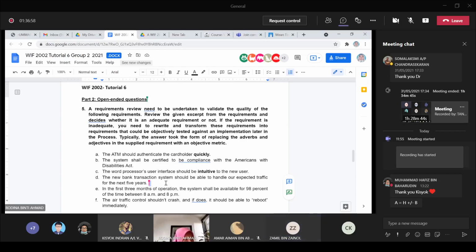So the new bank transaction system shall be able to handle 1,000 transactions per hour, which is our projected load for the next 5 years. Okay. Good. How about E?